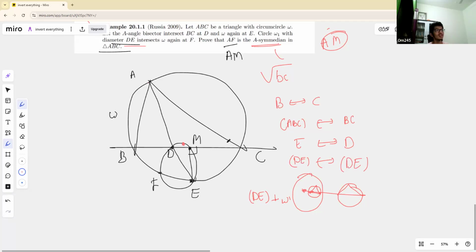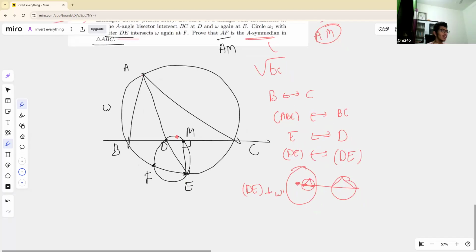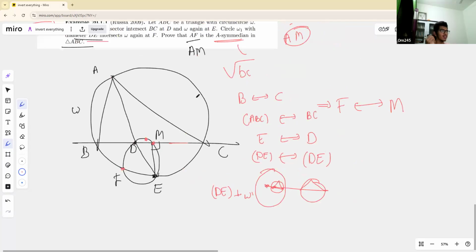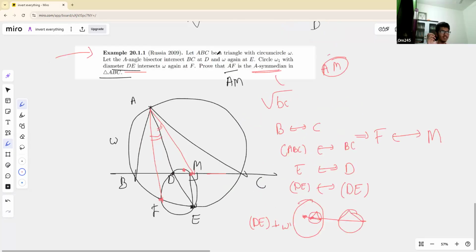Okay, right. So that gives that F will go to some point. F lies on ABC, so F will go to some point on BC, and F lies on this circle, so F will go to the point which is the other intersection of this circle with BC, which is M. So just by observing, we get that F maps to M. And because this inversion is inversion with reflection about the angle bisector, these two should be isogonal, so these two angles are the same. And we prove that AF is the median.